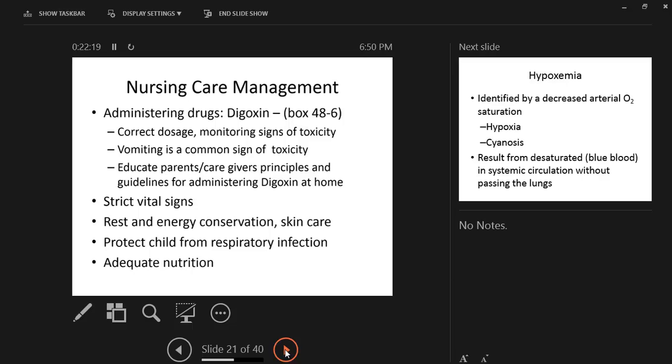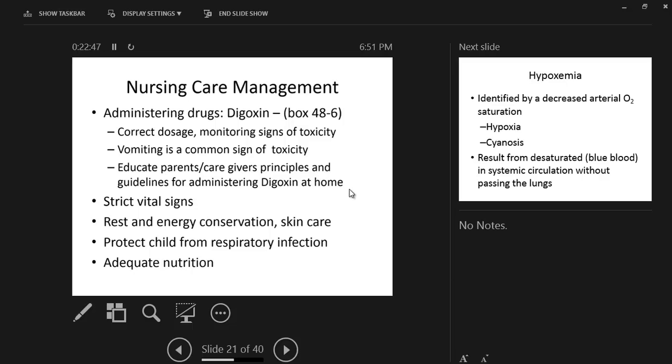Other things you might see are some dysrhythmias like bradycardia, so their heart rate might be very low or slowed down. So we want to increase cardiac function, remove fluid, increase tissue oxygenation, decrease oxygen consumption, and decrease respiratory distress. And we really want to support these families. It's going to be very frightening for a family taking care of a child that has a chronic illness like this.